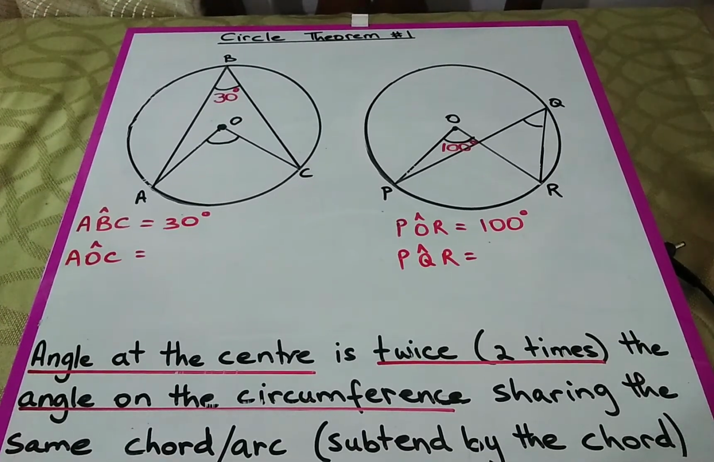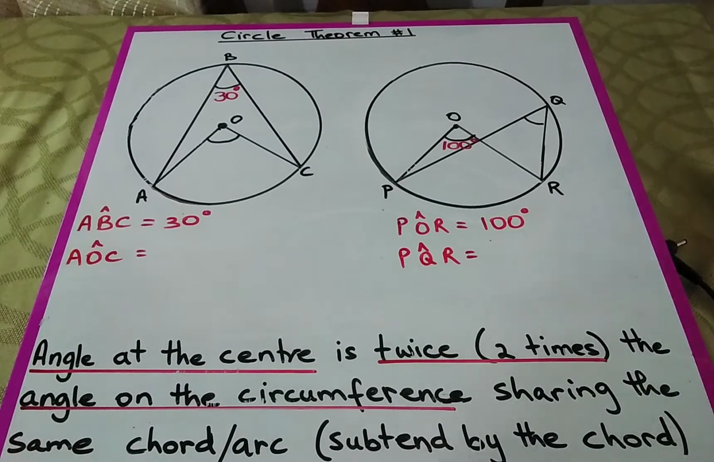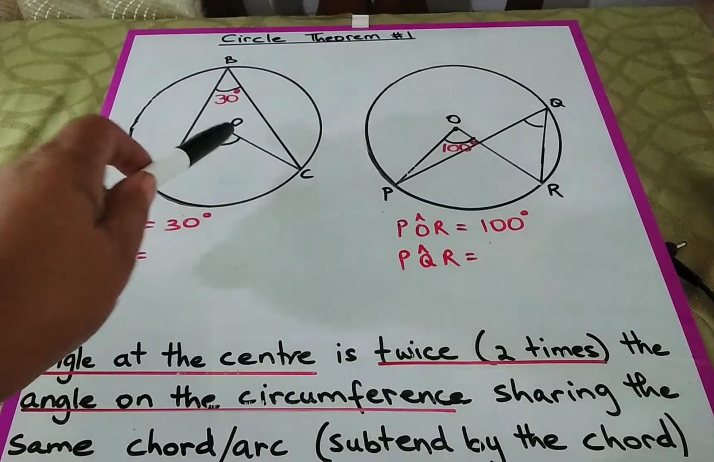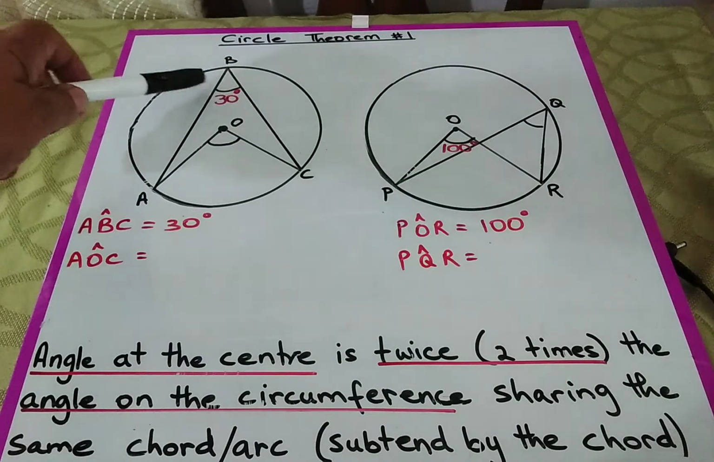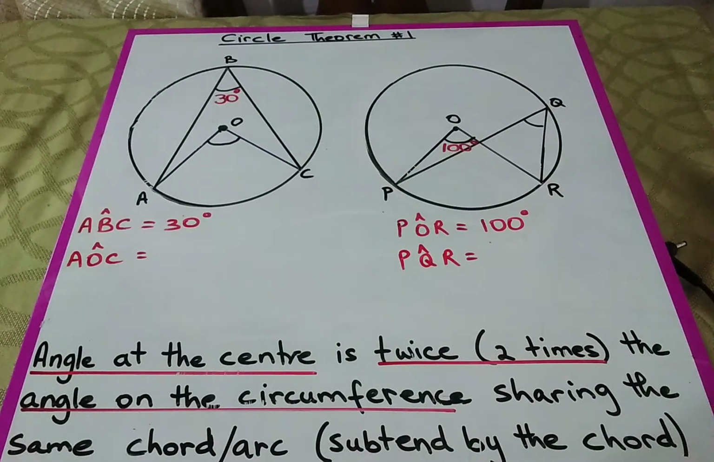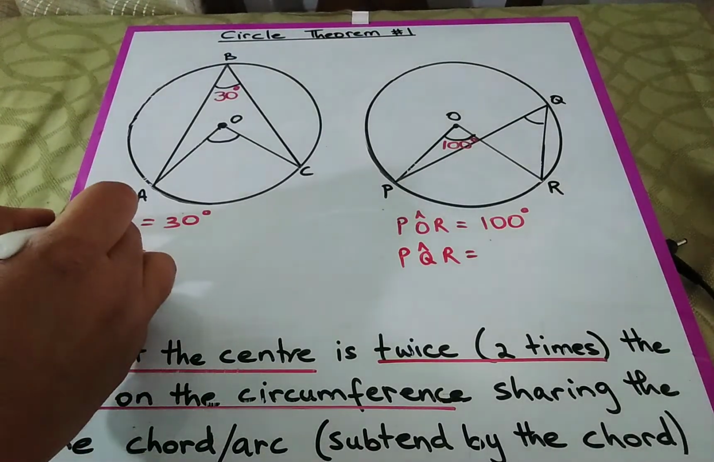For circle theorem number 1, it says that the angle at the center is twice the angle on the circumference. And it must be sharing the same chord or arc. So we see we are given ABC.